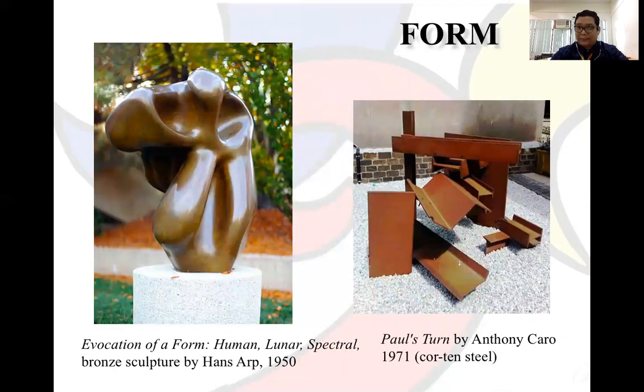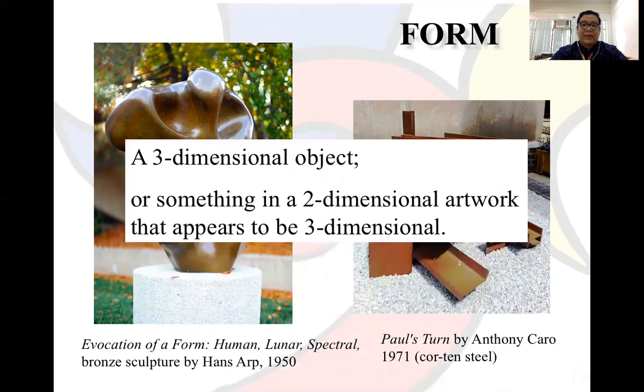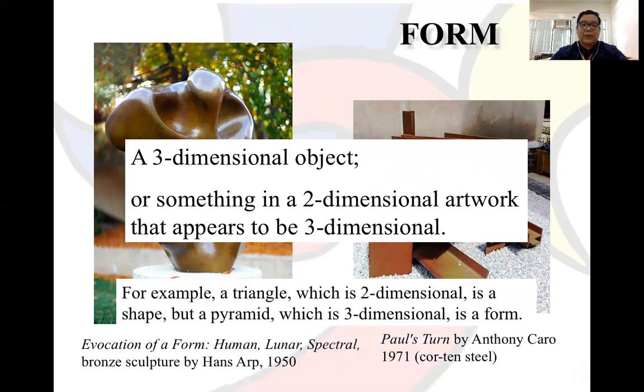We also have form, most especially for architectural masterpieces. Form is a three-dimensional object. If a shape is a two-dimensional object, then a form is 3D. It's a three-dimensional object, or something in a two-dimensional artwork that appears to be three-dimensional. For example, when a triangle is there, that means it's two-dimensional. But the moment it becomes a pyramid, it becomes three-dimensional and is considered a form.